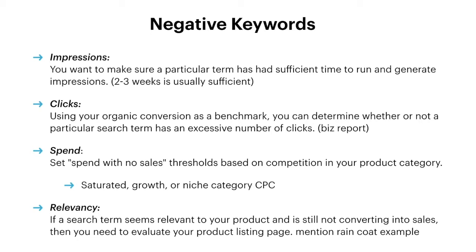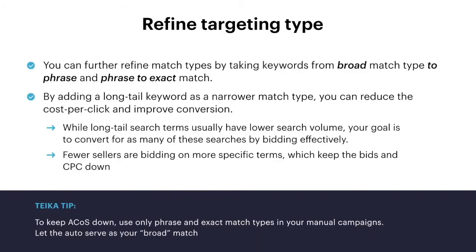Mm-hmm. Perfect. Great. So the other action you can take is refining targeting types, and this is specific to manual campaigns. So what you want to do is take your keywords that are in your manual campaign. You have broad match, phrase match, and exact match, and you want to keep converting these and adding in those narrower match types, longer tail, more specific keywords.